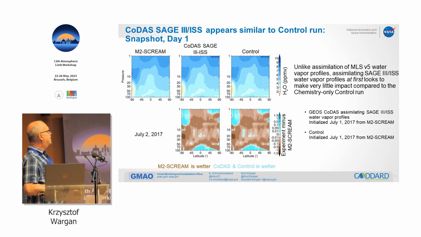SAGE III ISS assimilation and the control experiment, which doesn't assimilate anything, but it still churns things around according to the meteorology. And those are the differences. So in each case, this will be experiment minus MERRA-2 SCREAM. And this is after 1 day of assimilation. They look identical pretty much, as we would expect, because there are 30 profiles. Don't really get you anywhere. You have to wait a little longer.